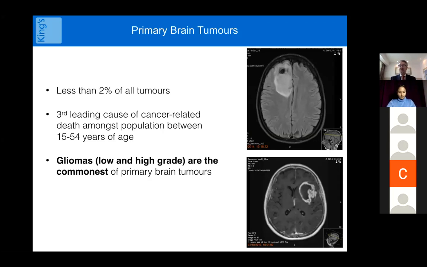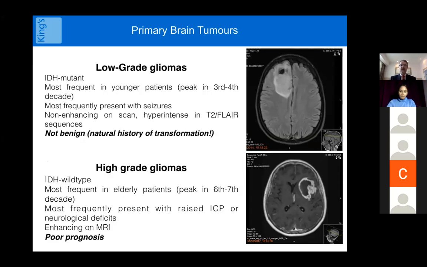The gliomas, that are tumors that originate from the glial cells, astrocyte and oligodendroglial cells, are the most common primary brain tumors. They are usually divided into two broad groups, low-grade and high-grade gliomas. The low-grade gliomas characteristically have this genetic signature. They have a mutation in the IDH gene, IDH1 or 2. They are more frequent in younger patients, with a peak in the third and fourth decade. And they usually present with seizures.